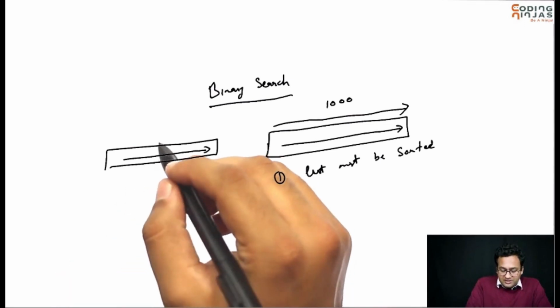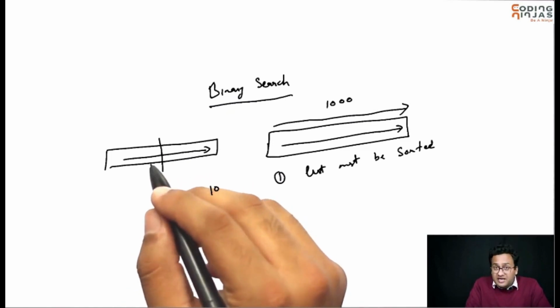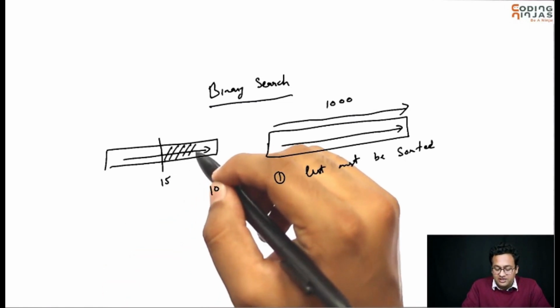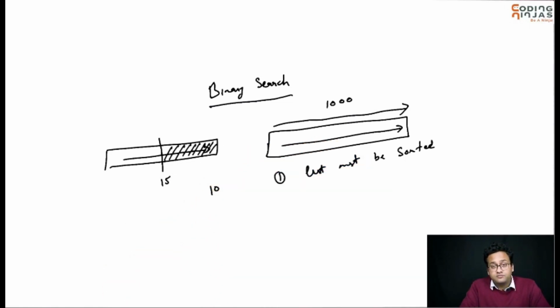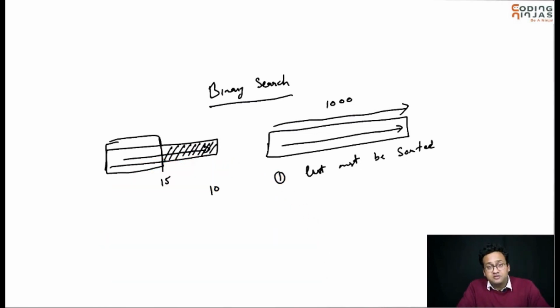Okay, so it says let's go to the middle. Let's say I'm looking for 10. Let's go to the middle, and if the middle number is 15, then I know I don't have to look for 10 on this side. Because the array is sorted, there is no point looking on the right side because everything on the right will be bigger than 15. So you can only focus on this left part.